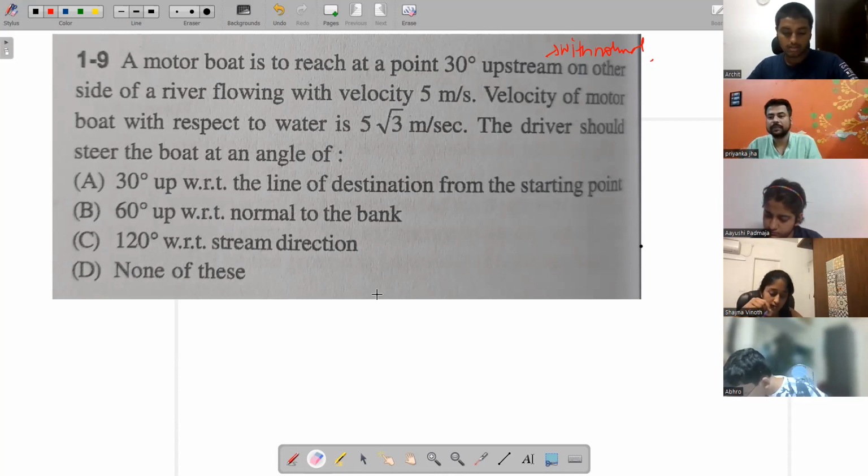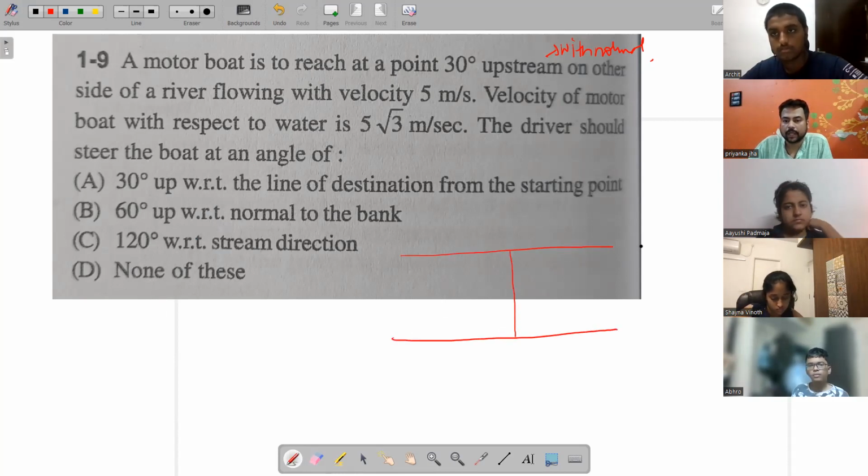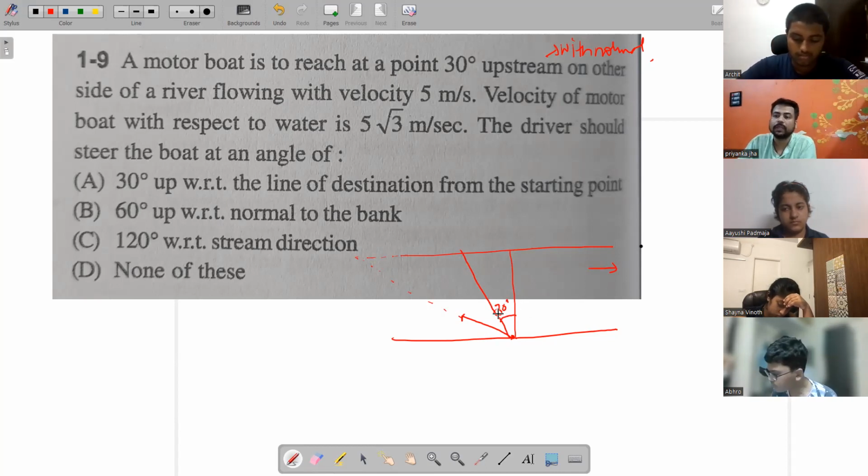Okay, did you understand how to solve this? See, the question says that a motor boat is to reach a point 30 degrees upstream on the other side of the river. This is the river, this is the normal. At some angle this boat will start, but because the river is also flowing, the motor boat will not reach here in this direction. It will reach somewhere here because of the drag. So this angle would be 30 degrees with the normal, with the upstream.